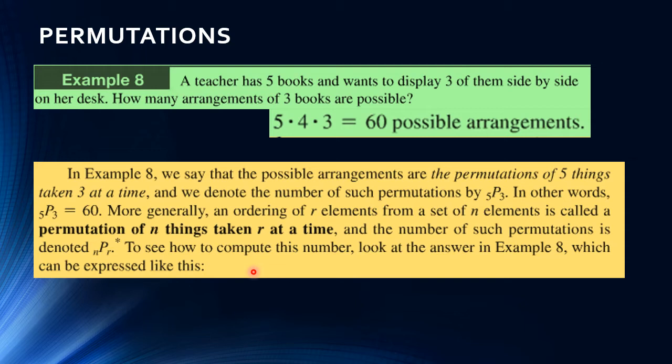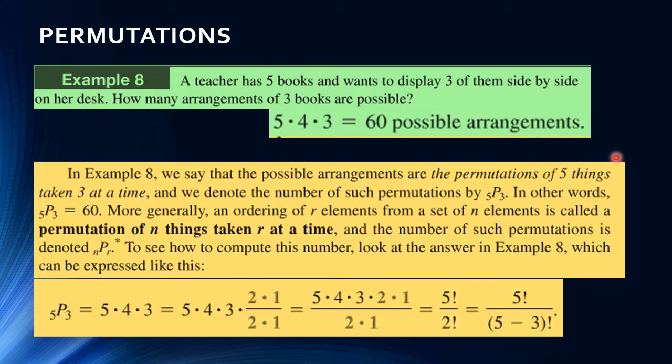To see how to compute this number, look at the answer in example 5, which can be expressed like this. So we have 5 things taken 3 at a time, which gives us 5 times 4 times 3. Notice this is 5 factorial over 2 factorial, because the 2 and the 1 disappeared. So this is the base of our formula: 5 factorial over (5 minus 3) factorial, which are the 2 elements that we're looking at, 5 things taken 3 at a time. So the difference between those.